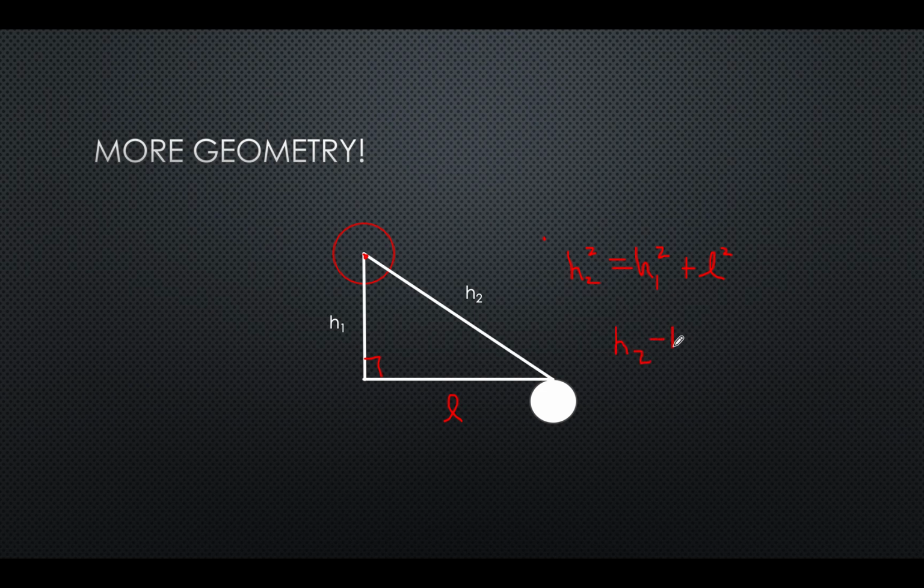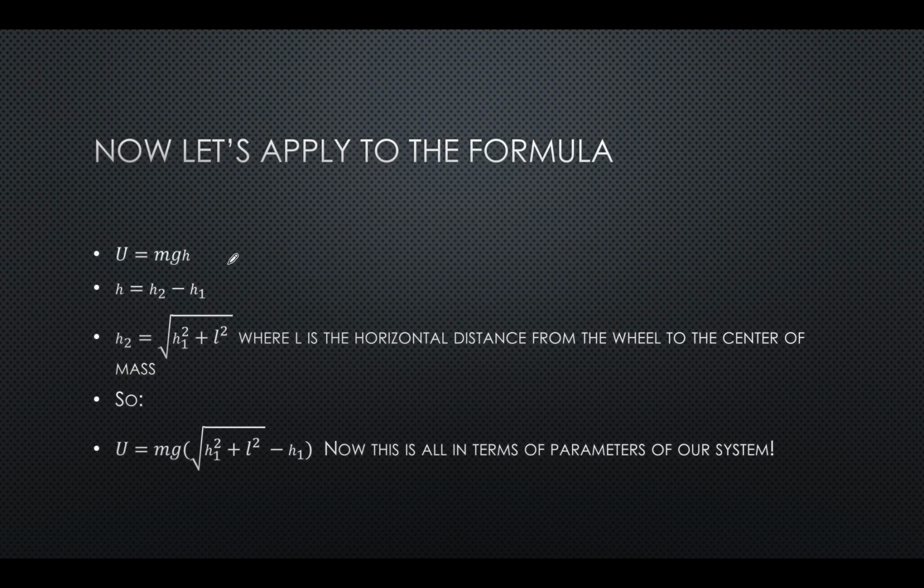And that's because the center of mass is originally at this height H1, and moves to this final height, H2. So we're going to recap this in the next slide and start applying it to our formula. So we have our original formula here, U equals mgh, and like we just said, that height difference is H2 minus H1. And now we want to make the substitution using the Pythagorean theorem that H2 is the root of H1 squared plus L squared, where once again L is the horizontal distance from the tipping wheel to the center of mass.